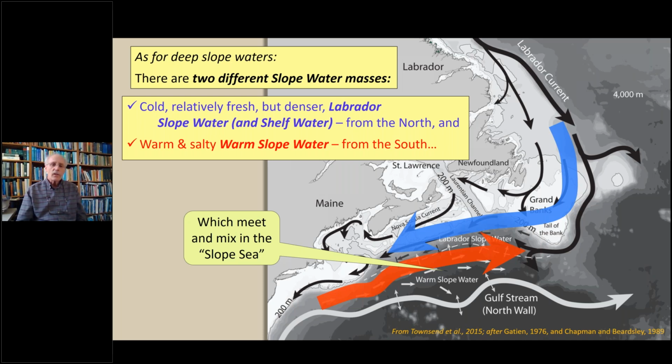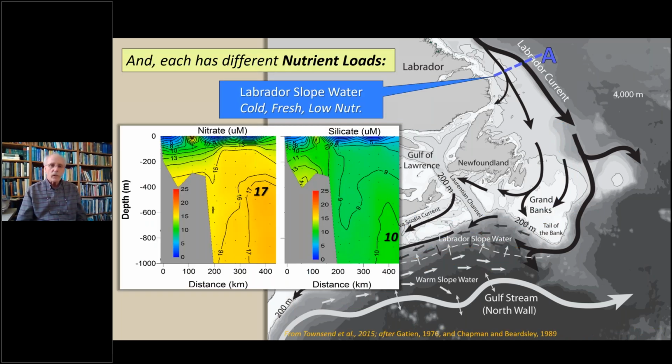Now, these two slope waters have quite different nutrient loads, so it's important to know which one is penetrating the Gulf if we're going to put together any kind of a nutrient budget. If we look at the Labrador slope water, shown by a couple of transects here off of Labrador out into the Labrador Sea, down to 1,000 meters and out 400 kilometers, the highest concentration of nitrate is only around 17 micromole. Silicate is sitting here at around 10.